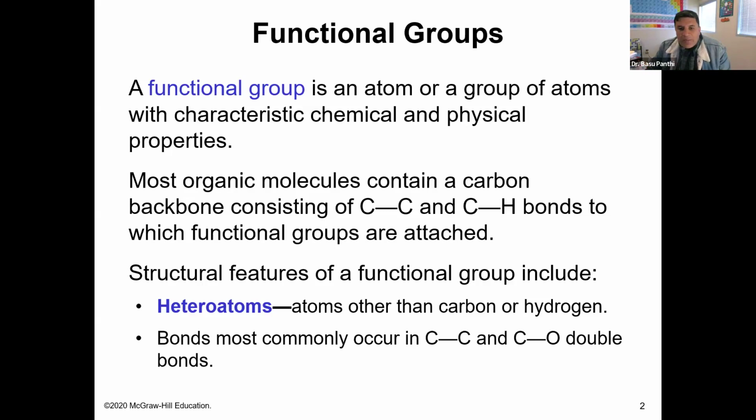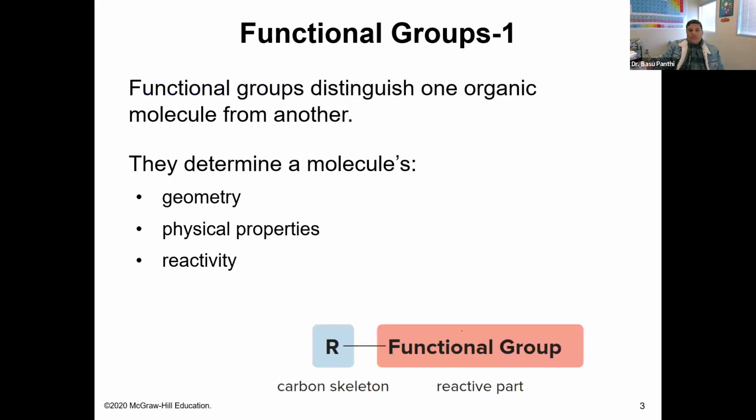So mostly organic molecules are carbon compounds, or we define hydrocarbons. Carbon and hydrogen are called basic or fundamental elements. Anything other than carbon and hydrogen is called a heteroatom. Carbon and hydrogen are fundamental. Anything else is hetero. Okay. We'll see all the different kinds of bonds and so on.